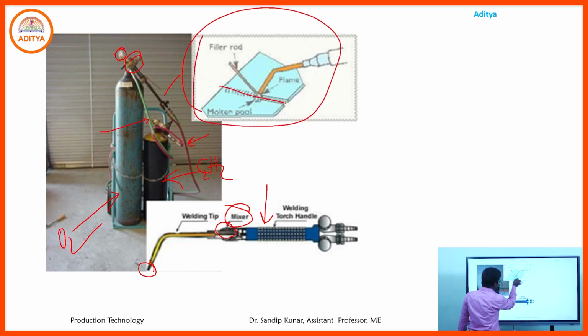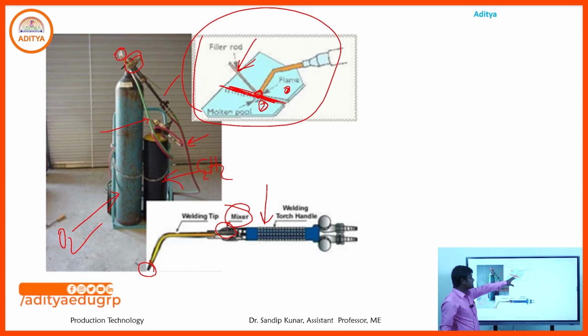Across these positions we do the welding operation, and that is the filler material, the filler rod. The flame that is created helps to melt the parent metal, and due to melting of the parent metal, both plates will be joined. Sometimes, for joining the plates, we also use a filler rod.